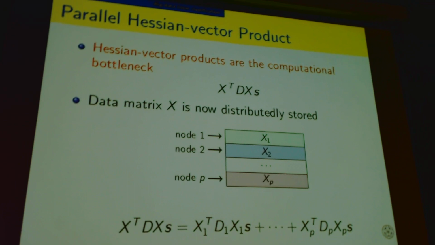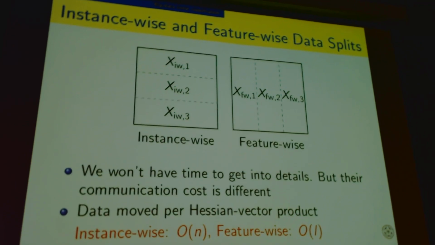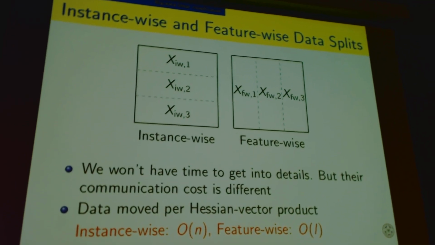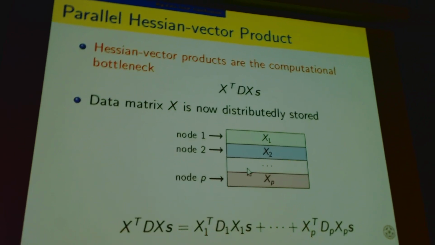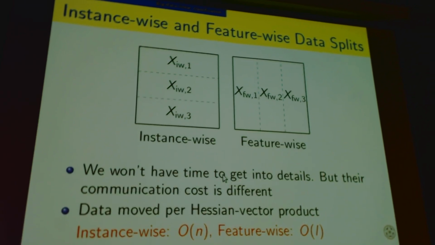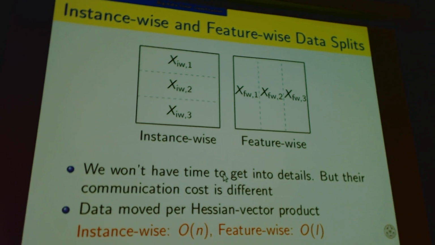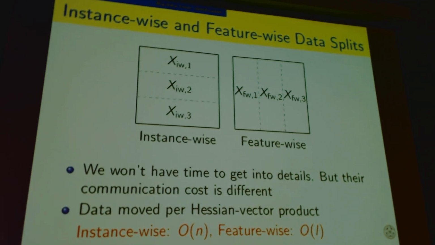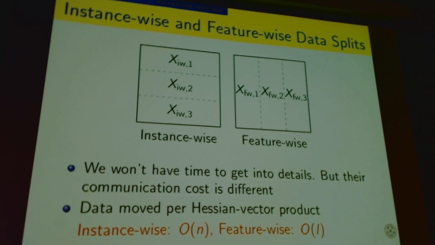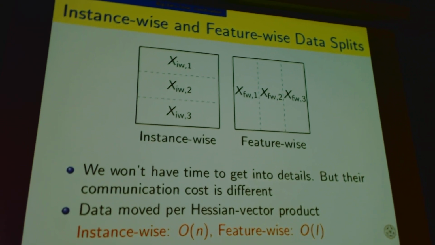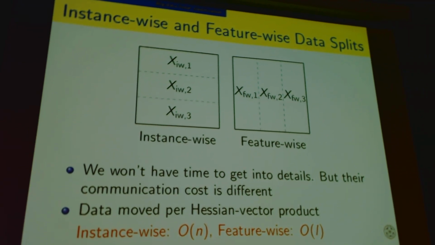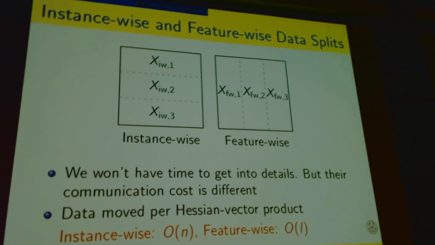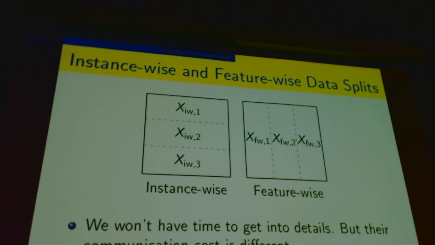While this looks easy, there are many considerations. For example, now data are distributedly stored in different machines. The example that we just mentioned is a so-called instance-wise data partition. You assume that each machine stores a subset of training instances. However, you can do it a different way by splitting data by features. That means each node stores part of the features, right?